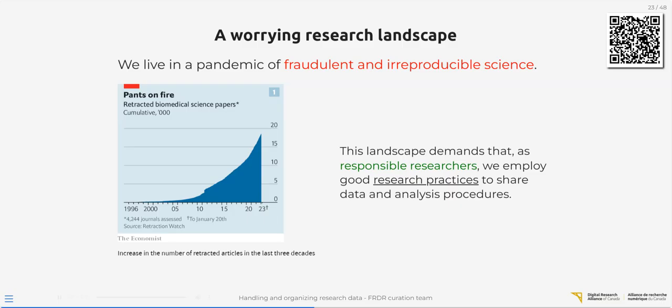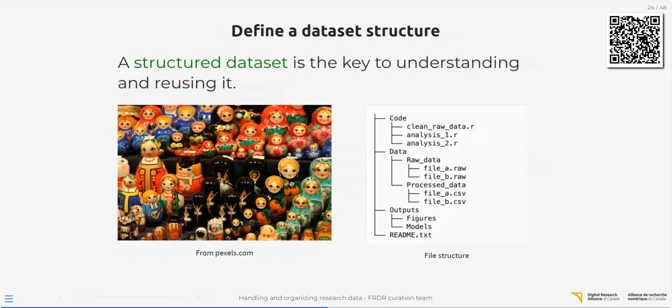As this graph shows, the number of retracted scientific articles has been rising sharply over the past few decades, particularly in biomedical sciences. This worrying landscape reminds us that we, as responsible researchers, must commit to good scientific practices. A well-structured dataset is the key to making your research understandable, reusable, and reproducible.